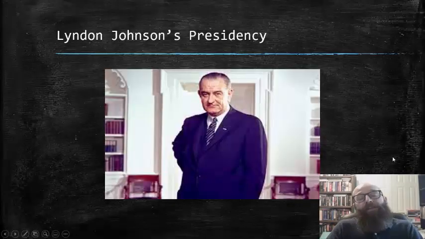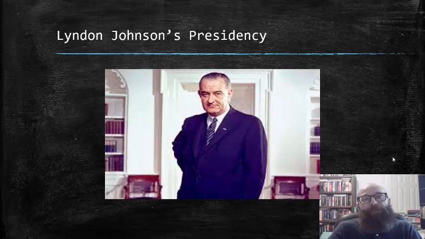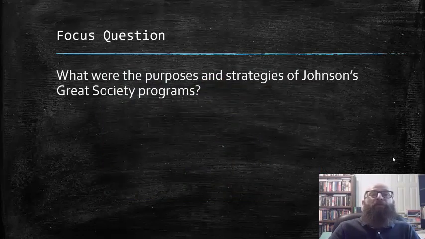Welcome back again, gang. This is part 3 of our lecture series for chapter 25 in your textbook, Give Me Liberty, by Dr. Eric Foner. This section is entitled Lyndon Johnson's Presidency. The focus question for this section is, what were the purposes and strategies of Johnson's Great Society programs?